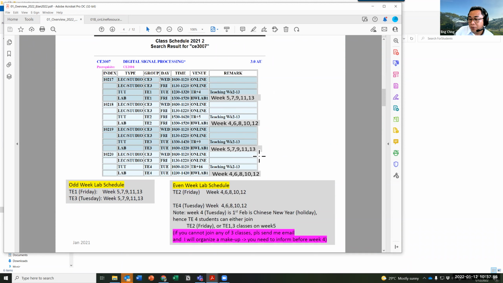We noticed that in week 4 for TE4, TE4 week 4 on the Tuesday is Chinese New Year second day. So it's a public holiday. So during this day, there's no lab. So what will happen to the TE4 guys on Tuesday? You still have to do it, but you will join either TE2 or TE1 and 3 in week 5.